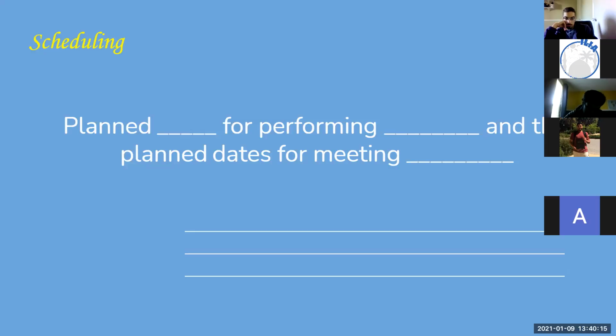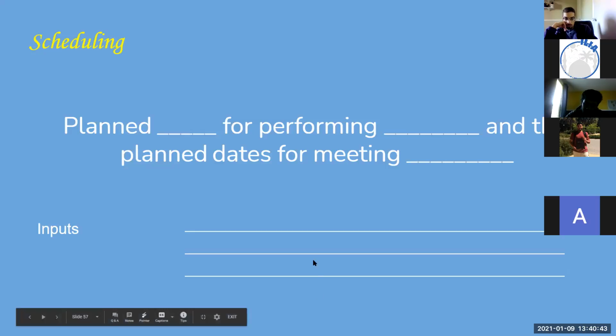So for meeting deadlines, that's correct. But it's planned what for performing what? It's planned activities for performing work and planned dates for meeting deadlines. All right, so that's basically what a schedule is. It's basically work that you turned into a list of activities to achieve that work, meeting your deadline.